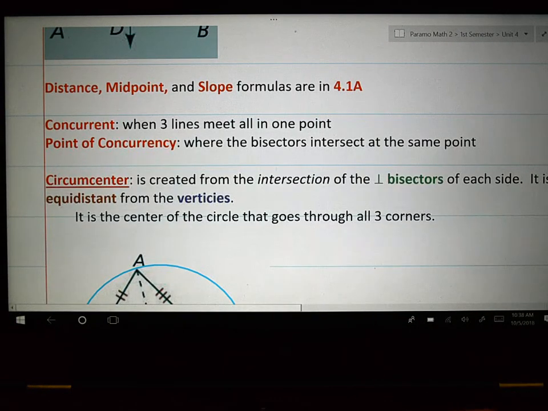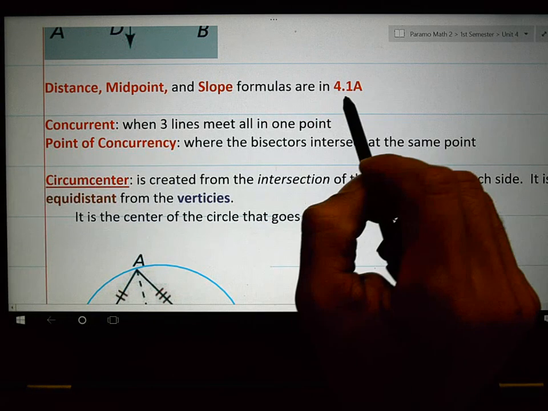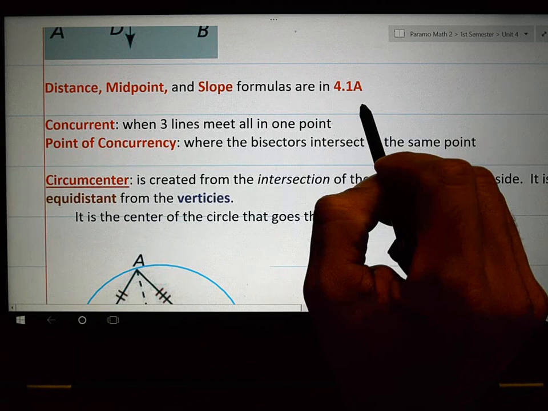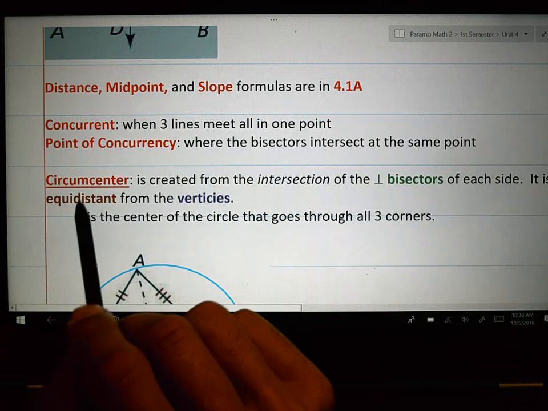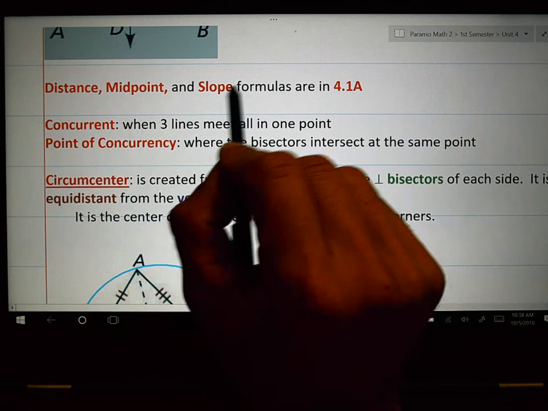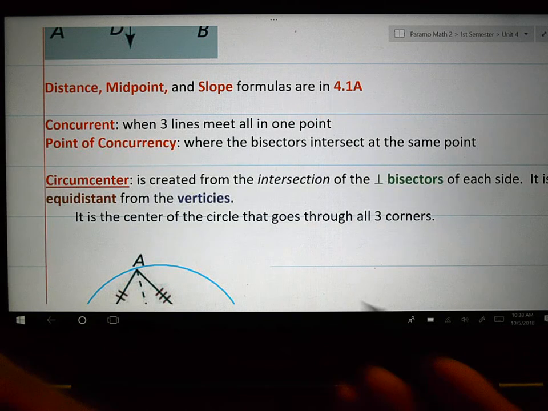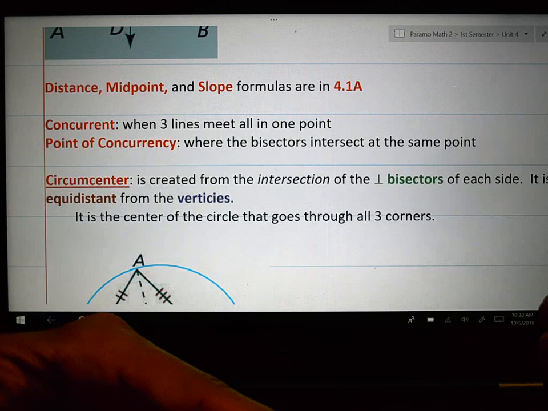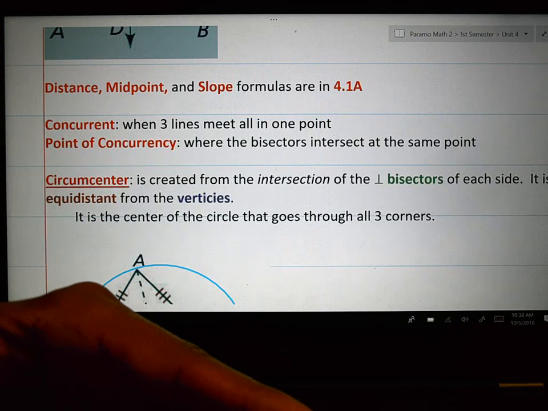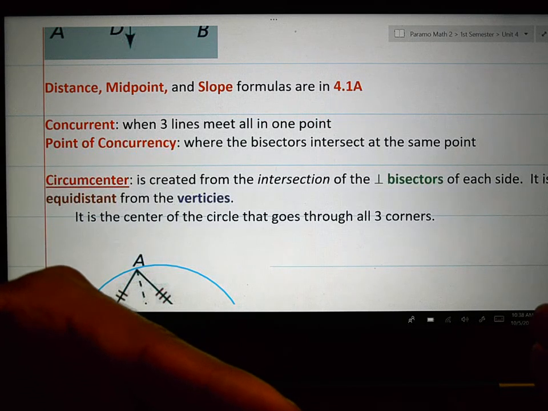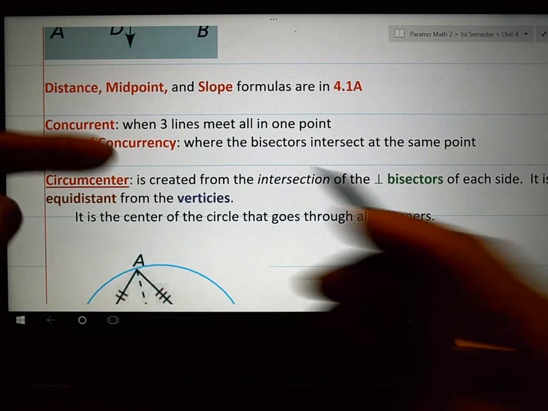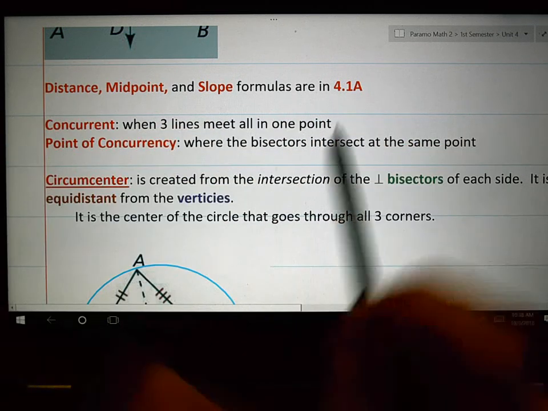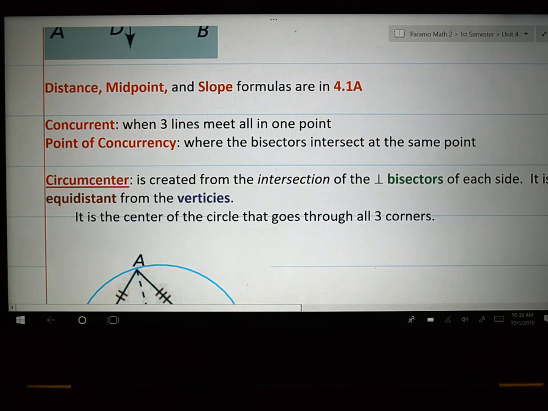Your worksheet that I just passed out to you has a variety of questions, and some of the questions are going to come from 4.1a. They're going to ask you, what's the distance formula? What's the midpoint formula? What's the slope formula? And you're going to need to know what those are. If you can do it from memory, that'd be great, meaning you have it memorized. I would recommend you try doing it from memory first. If you can't remember what those three formulas are, they are in 4.1a notes. You can use those to find the formulas.